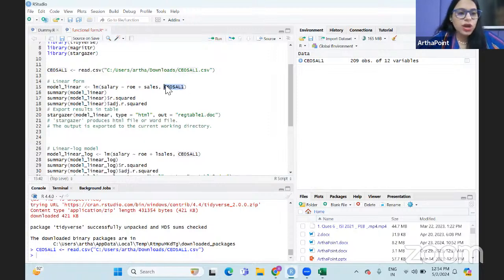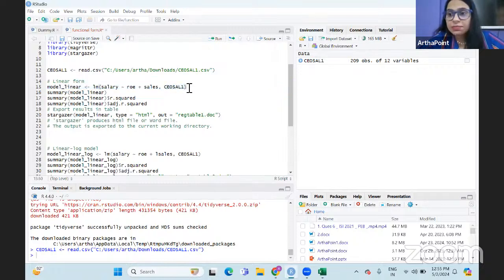इसमें there should be no doubt at all. हम एक मॉडल रन कर रहे हैं. The model is a linear model. In this model, I have a dependent variable. Dependent variable is salary. I have two independent variables, ROE and sales. The data set that I'm working on is CEOSAL1.